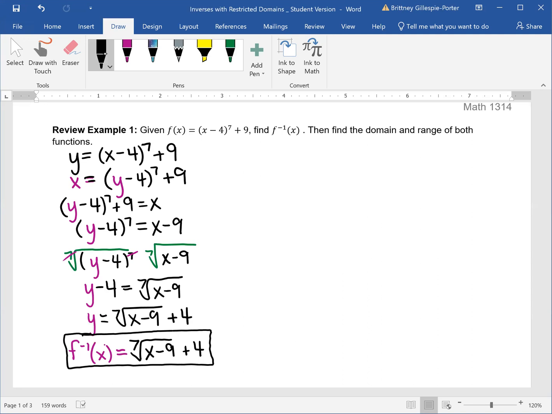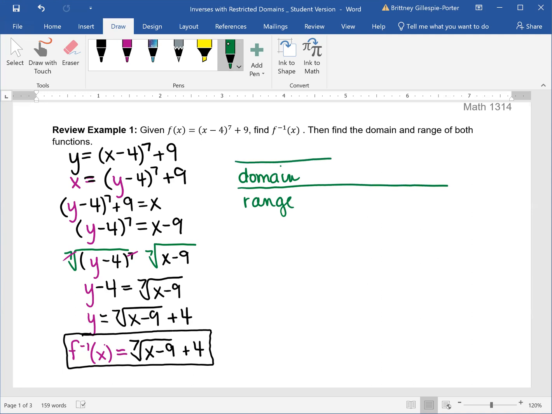Okay. Now that we have both of our functions, we can go ahead and do domain and range of each. And I'm going to use the chart again, just for organizational sake, and because it does help with finding the domain and finding the ranges. Okay. So let's see, we have f of x, we have f inverse.